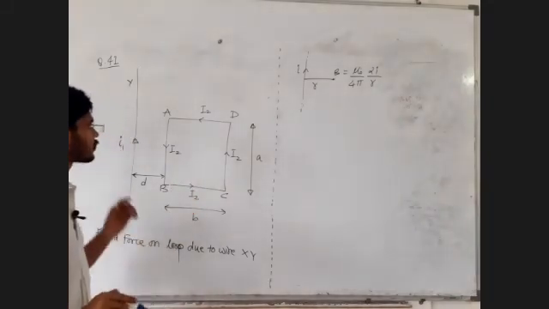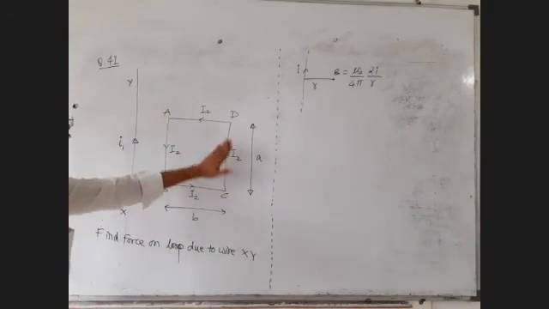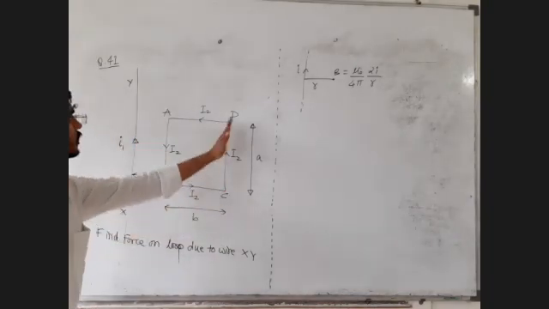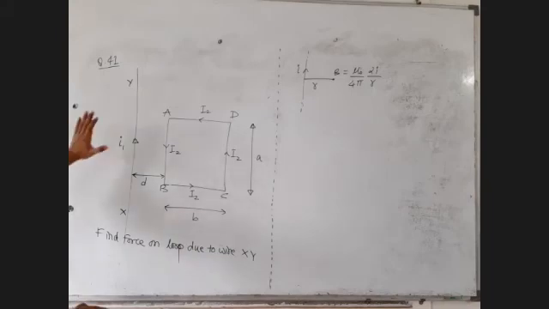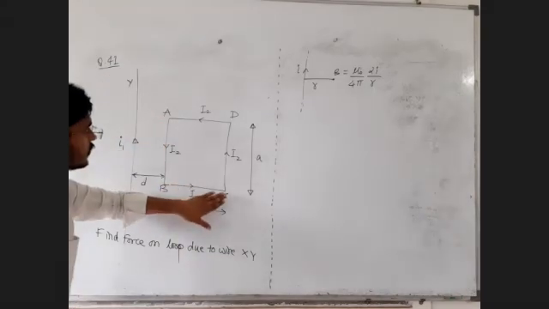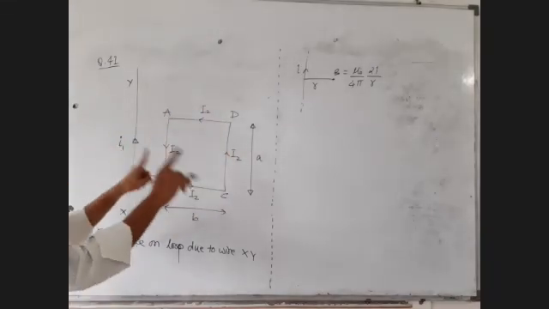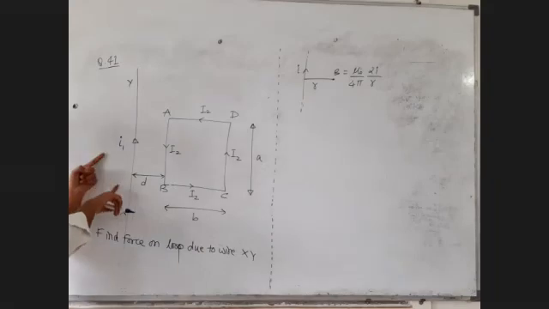See, what we have to do here is find the force on each segment of the wire: AB, BC, CD and DA. Fine. So these are the four current carrying conductors, AB, BC, CD, DA, placed in the magnetic field of the first wire.